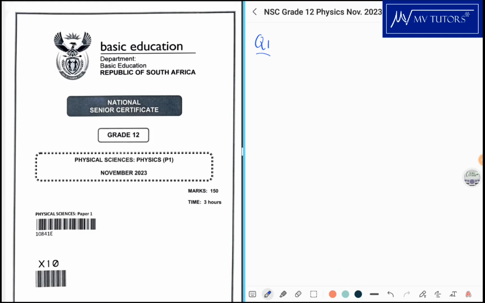We're going to look at Physical Sciences, Physics Paper 1 that was written in November of 2023.